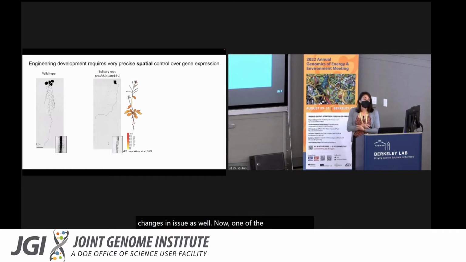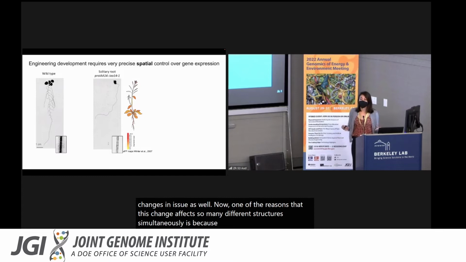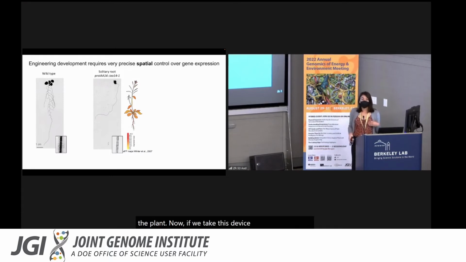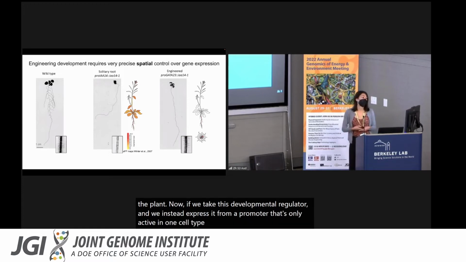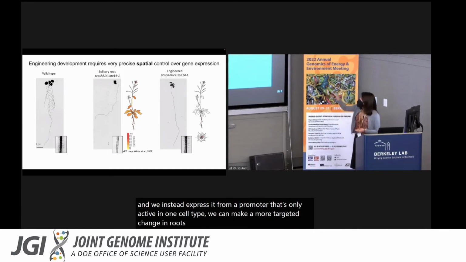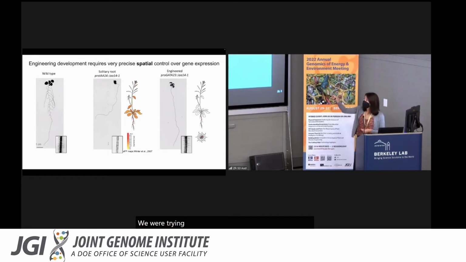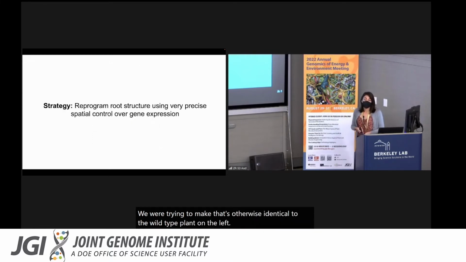Now, one of the reasons that this change affects so many different structures simultaneously is because the developmental regulator, when expressed from its native promoter, is expressed in many different cell types throughout the plant. Now, if we take this developmental regulator and we instead express it from a promoter that's only active in one cell type, we can make a more targeted change in root structure. Here, the plant does not produce any lateral roots, which is the targeted change we were trying to make, that's otherwise identical to the wild type plant on the left. So our strategy is to engineer root structure using very precise spatial control over gene expression.